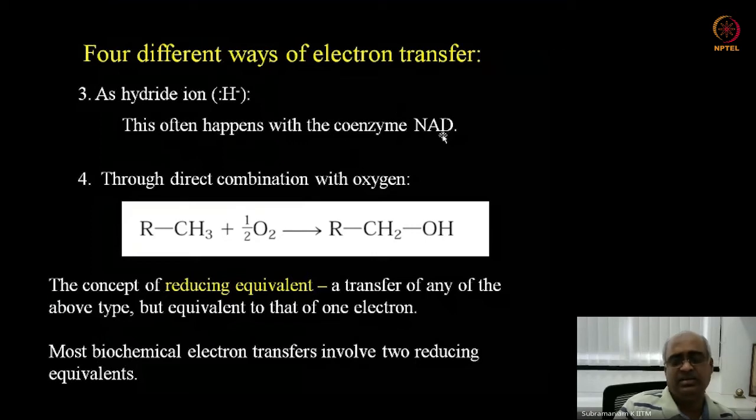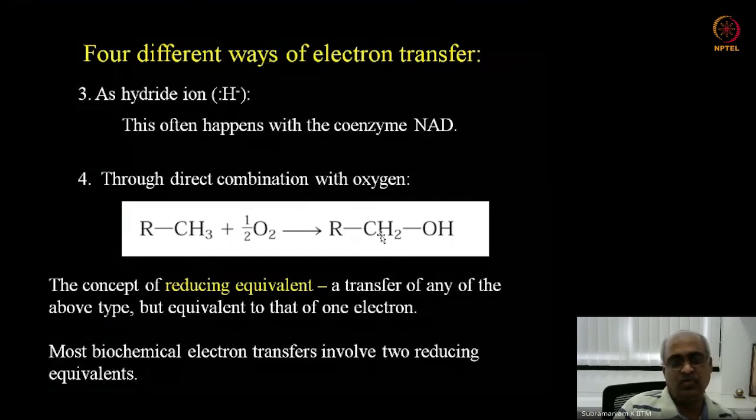So we will learn in detail about it a few slides later today itself. And the fourth one is combining with oxygen. Here you don't visibly see an electron coming out and going to another one, the acceptor. Instead, it is a direct combination with oxygen. So this gets hydroxylated. Methane becomes methyl hydroxide here. So this is one way.